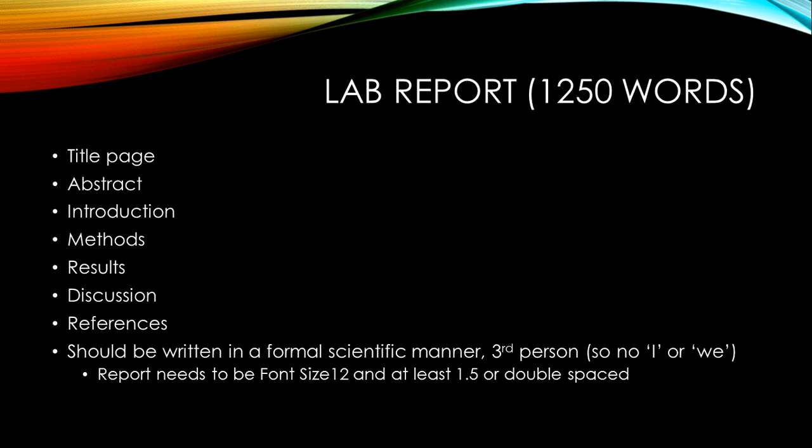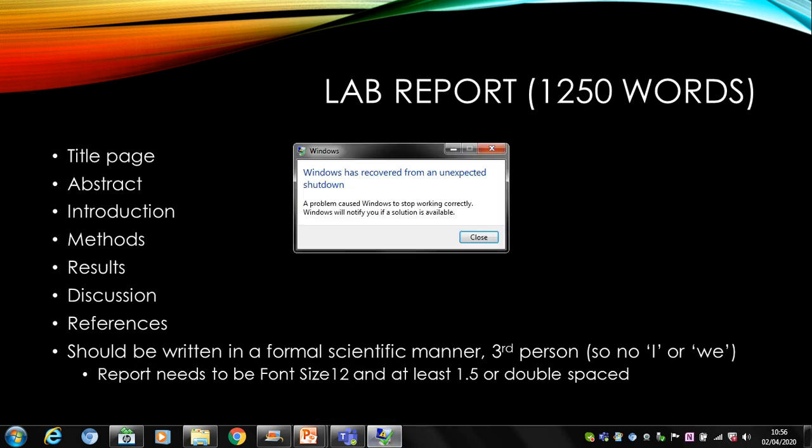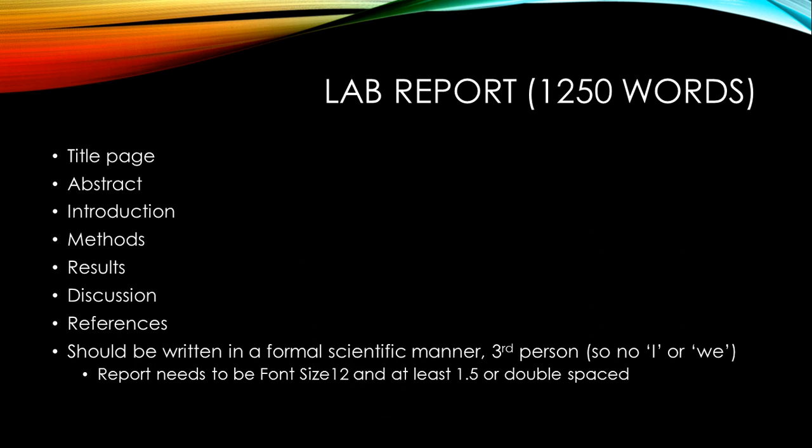Okay, so your lab report is 1,250 words, and it needs to consist of these various sections. It needs to have a title page, an abstract, an introduction, a methods section, a results section, discussion section, your standard references, and an appendix at the end. We'll get to what, as we go along, what you need to put in your appendix.